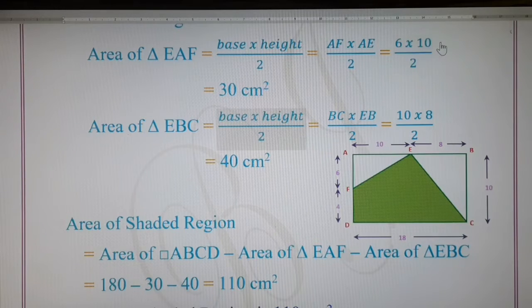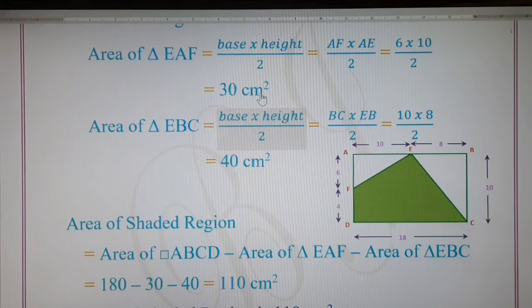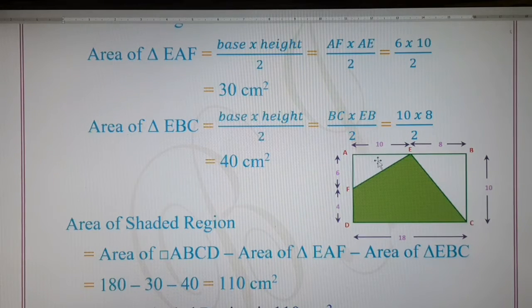6 tens are 60, and 60 upon 2 we have to write. 60 upon 2 we can cancel and simplify and reduce with the table of 2. 2 ones are 2, 2 threes are 6, so 60 upon 2 can be further simplified as 30 upon 1, or only 30, is our answer. So area of triangle EAF is equal to 30 centimeter square. So this triangle has an area of 30 centimeter square.